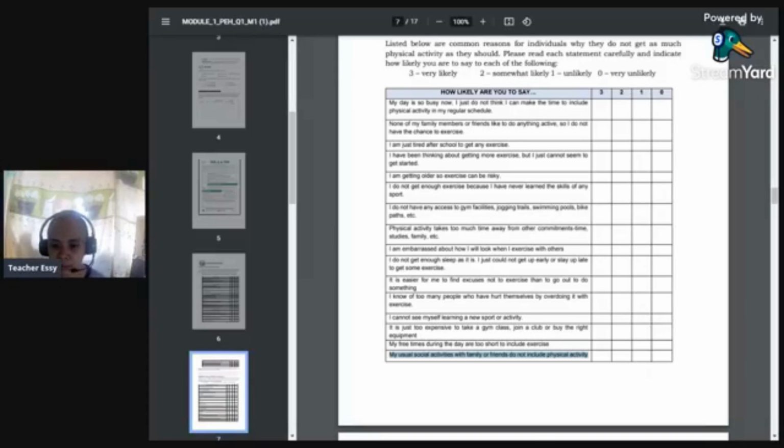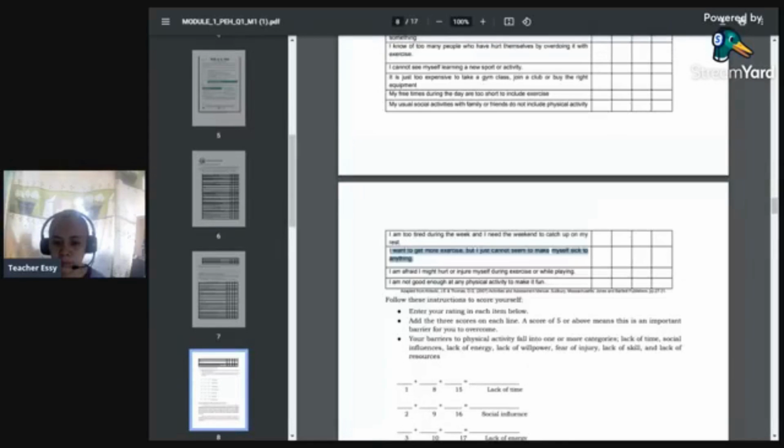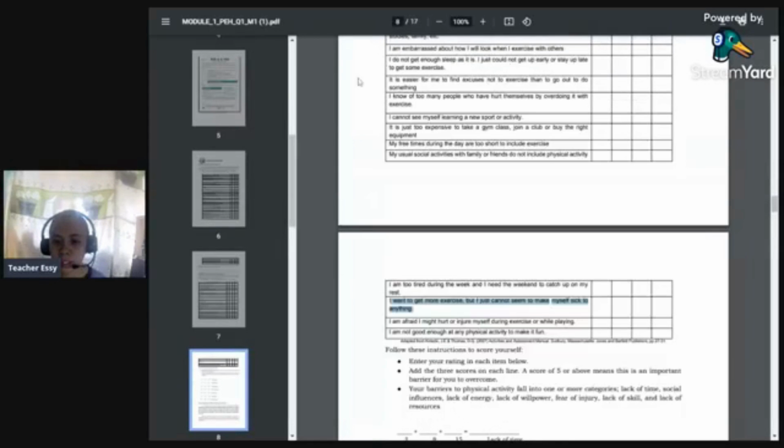18. I want to get more exercise, but I just can't seem to make myself stick to it. This one. I want, but I just can't seem to make myself stick to it. It says stick, not sick. It means, gusto mo talagang mag-exercise, pero maybe gagawin mo lang siya once, tapos hindi mo na maulit. Like this. Okay, that's number 18.